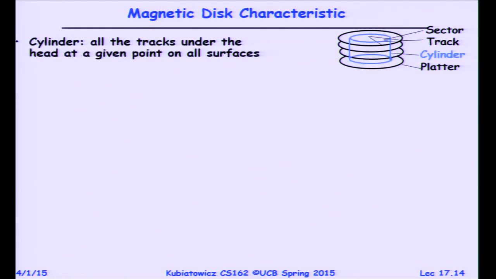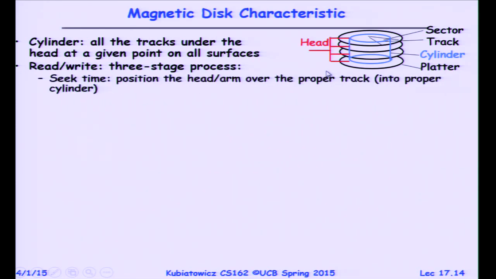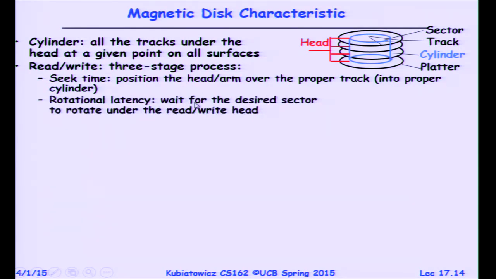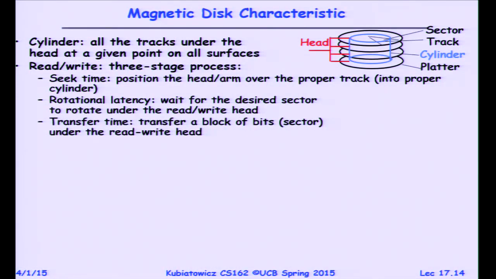Okay. So cylinder, I already said, is all the tracks under the head. Read-write is a 3-stage process. So the seek time, you move the head in to where you want it. And then you rotate, you wait until the sector you want is under the head, and then finally you read it off at whatever rate that is.